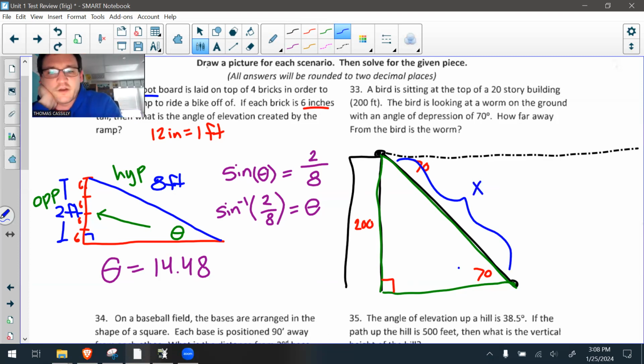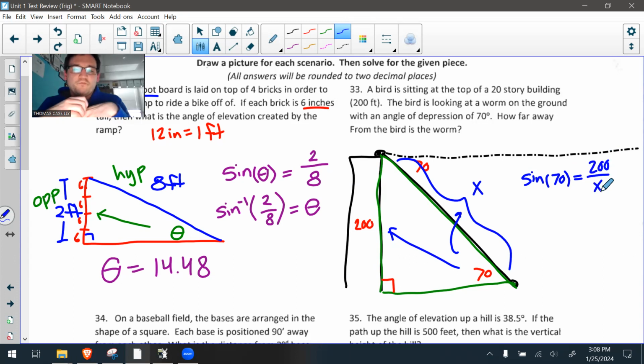So let's just identify what we have. The 200 is our opposite. The x is our hypotenuse. Opposite over hypotenuse, that's going to be sine again. So we're going to say the sine of our angle, we actually know our angle this time, sine of 70 degrees equals 200 over x. All right, so x is on the bottom, switch that with the sine. So x equals 200 divided by the sine of 70.